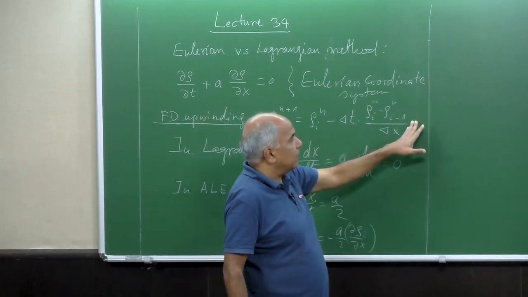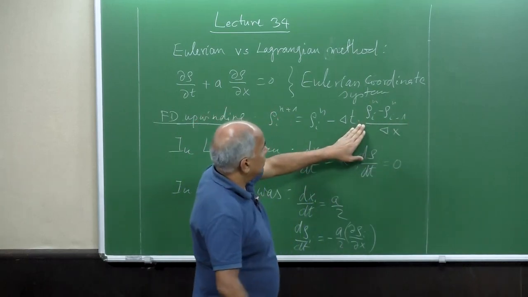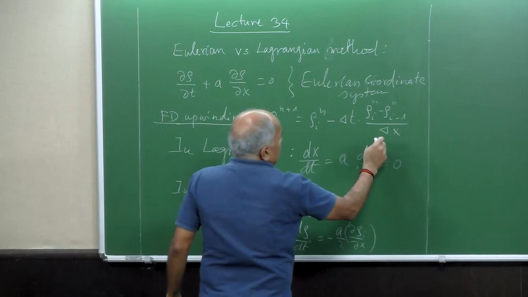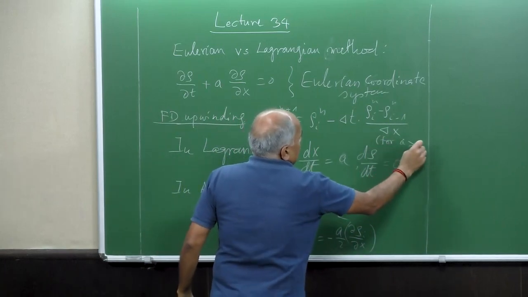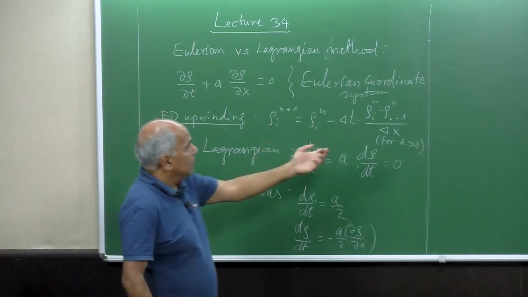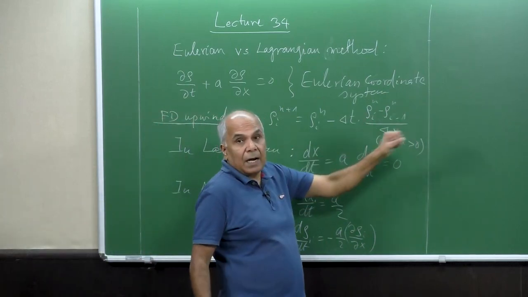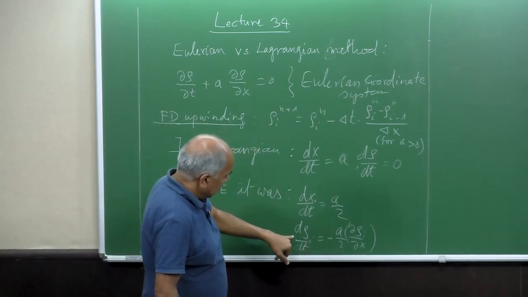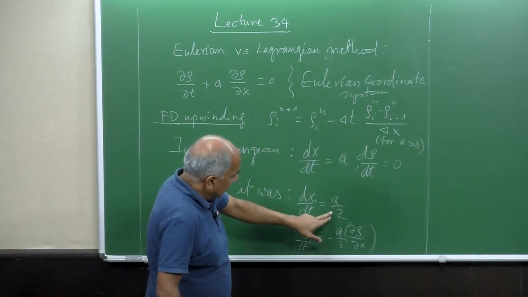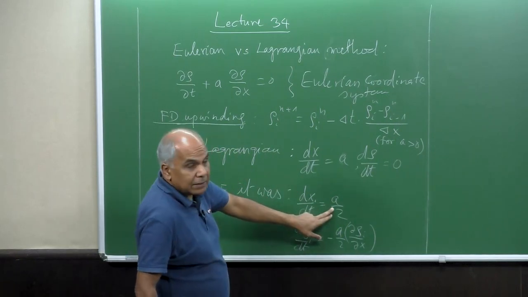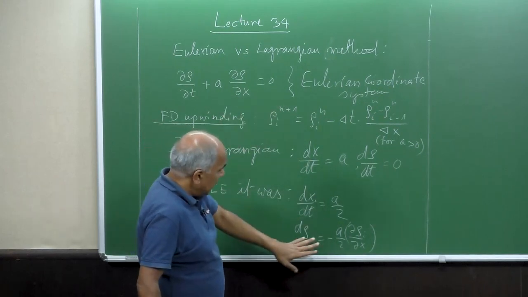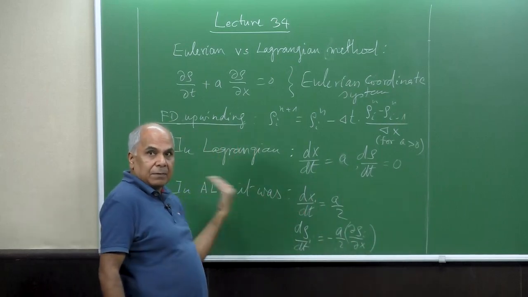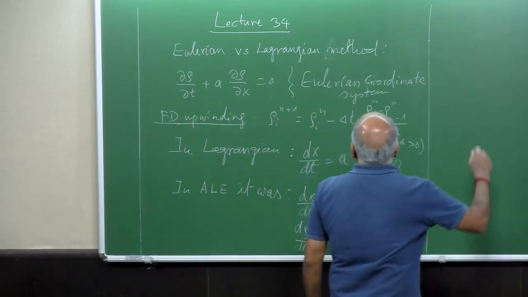Central difference, we have seen, was giving oscillation. So we had to do this: if a is positive, for example, and if it is negative, we must have taken rho I plus 1 minus rho I. And here in the ALE formulation, the velocity is now a by 2, we have split this in half, and then we have to compute this part. If it is positive, we had to take the neighbor list from the left side.